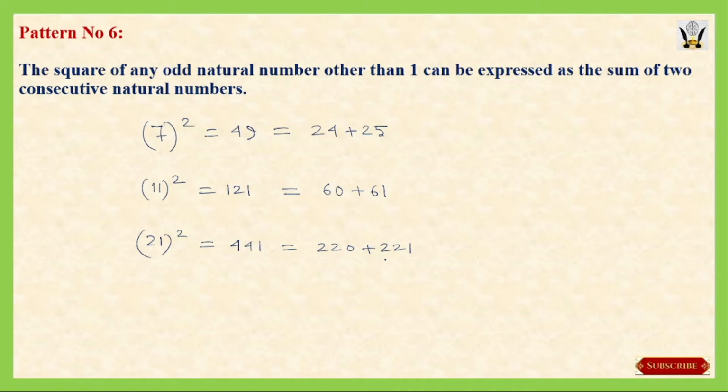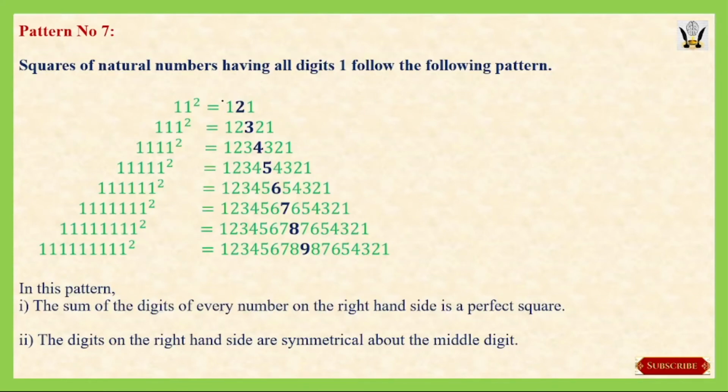So that will give us 441. Again, this is a summation of two consecutive natural numbers. So this is also very interesting. Now we will move on to the next pattern, and we will notice something interesting here also.